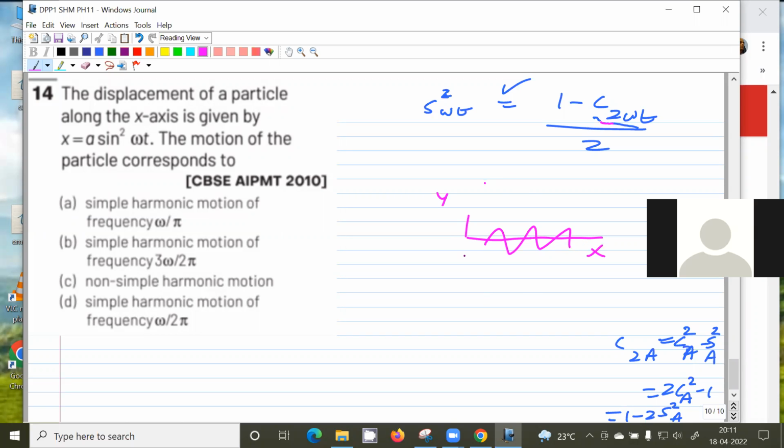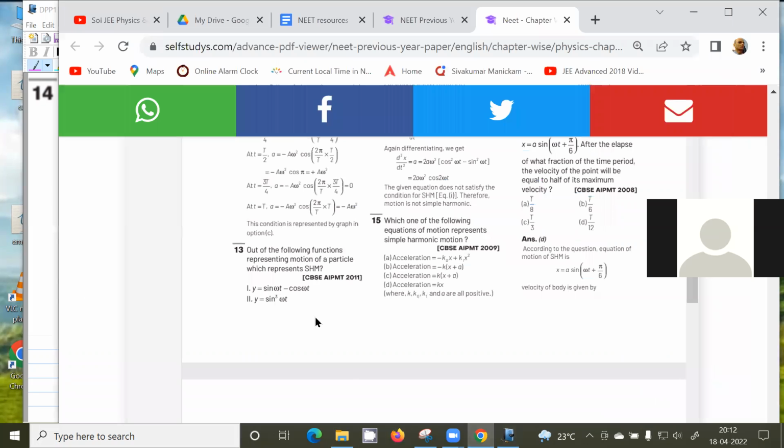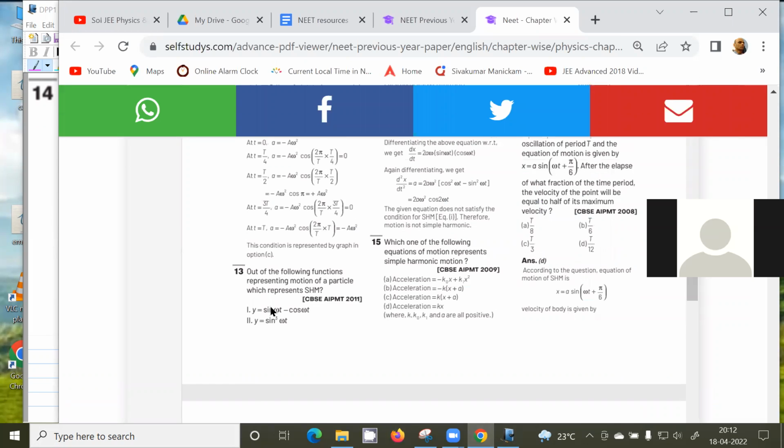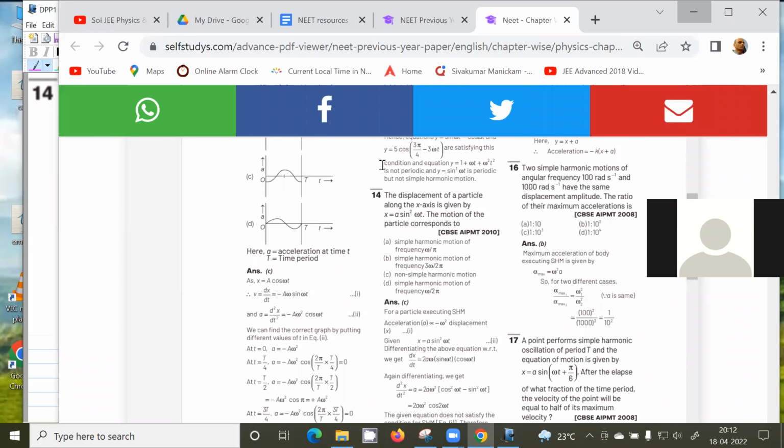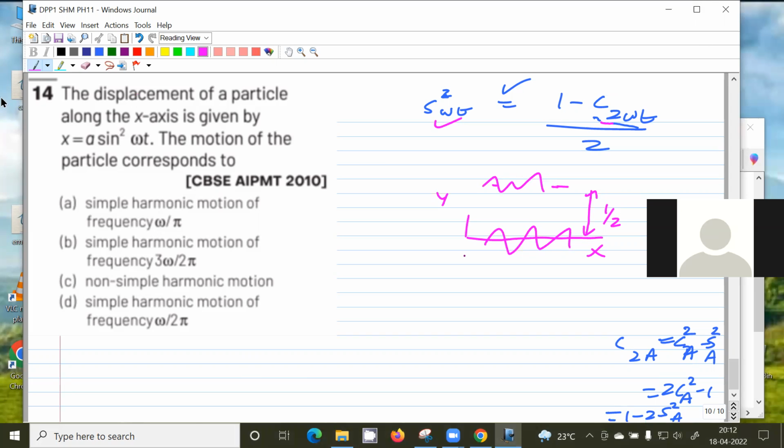On the X-axis and y-axis, if we just shift this whole thing up. Here it is sine cube, so it's not in the system. Got it? This one sine square also. No, sine.